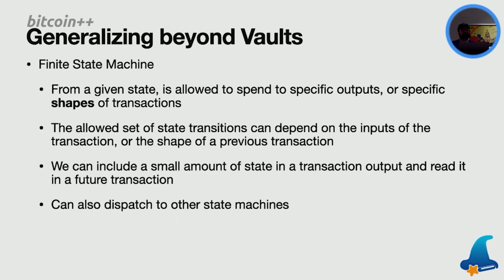And there's actually a really interesting way that we can generalize this shape of a state machine beyond vaults. Because we can say, all right, what other things can we do where from a given state, we want to be able to go to specific outputs or specific shapes of transactions, and we want to let the next set of allowed state transitions be contingent on the shape of a previous transaction. And we have the ability to carry a little bit of state with us, and we can dispatch to other state machines. We can do some really interesting stuff with this.